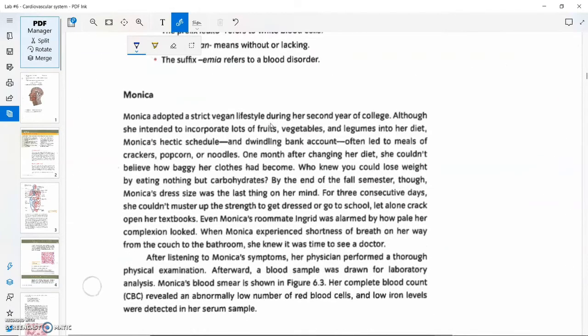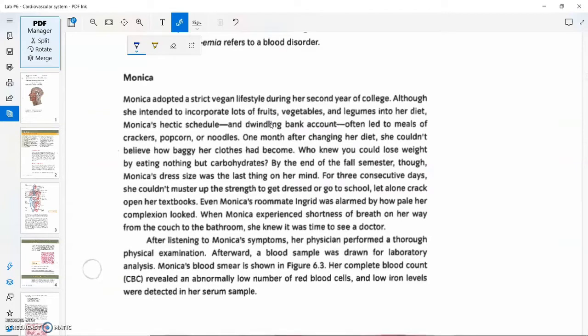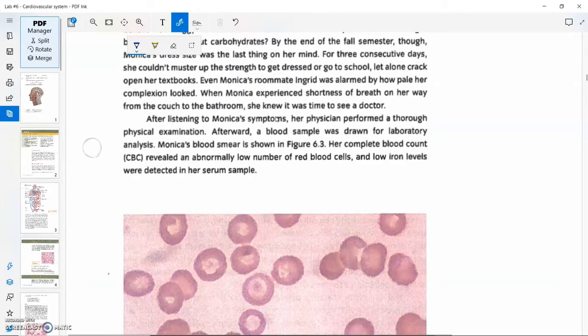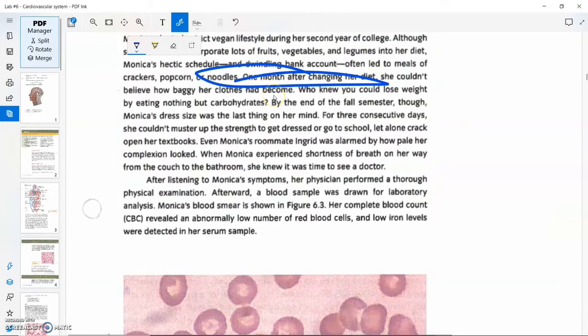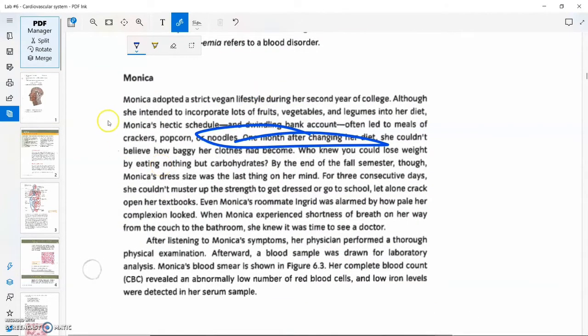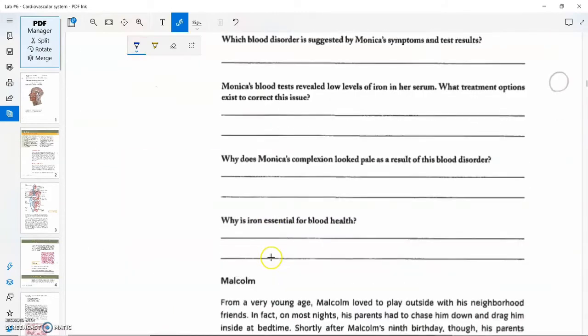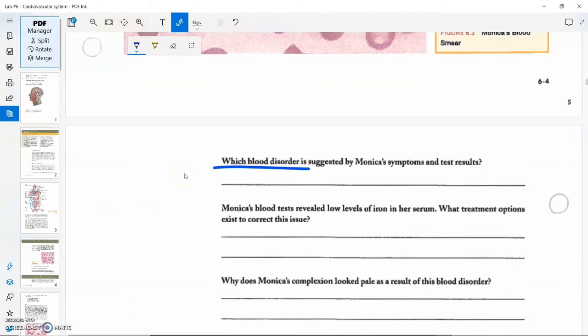So we're going to talk about some disorders here. So Monica changed her diet to eliminate the consumption of meat, and it turns out that she has a very low number of red blood cells in her blood sample. So Monica, with her vegan diet of, as they say, crackers, popcorn, and noodles, develops what is called iron deficient anemia.